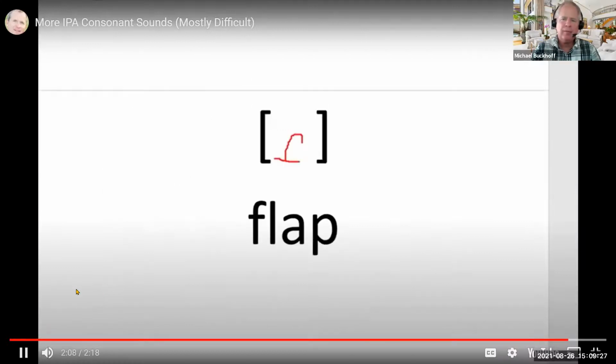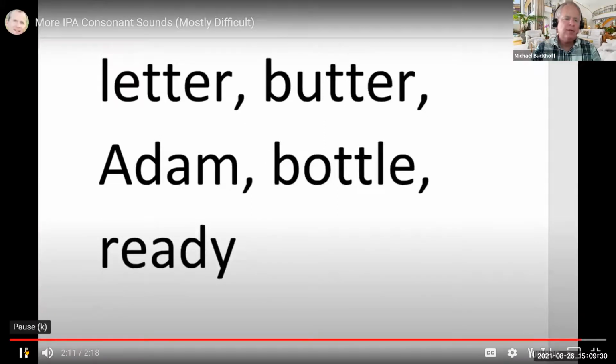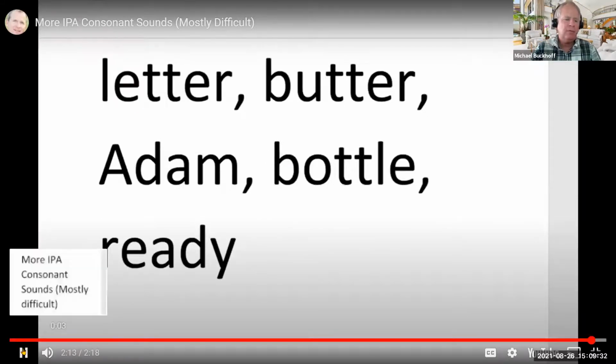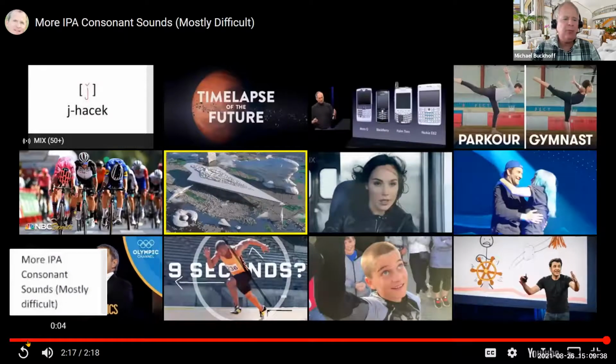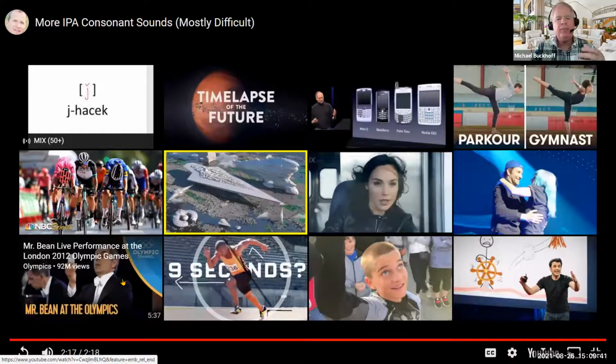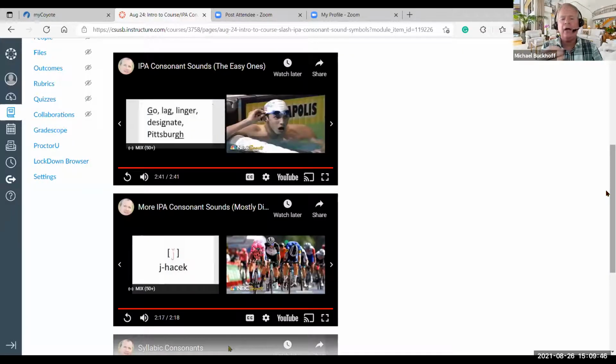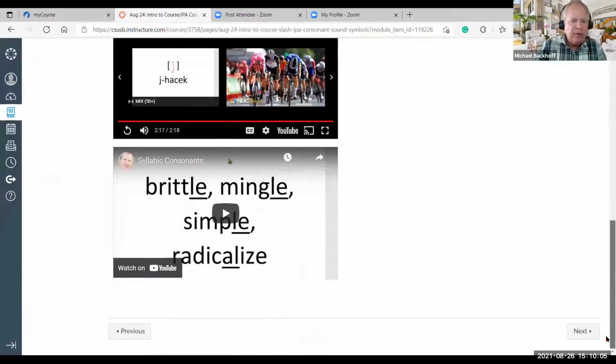The flap. Letter. Butter. Atom. Bottle. Ready. Yeah, typically with the flap, you'll see it in words with two D's or a D in the middle of the word. I look at the flap kind of like a soft D. Now, if you say letter, cuter, little, then transcribe the word with a T. That's fine, right? A lot of people in the United States use a flap. Okay, what else here? So we're good there.